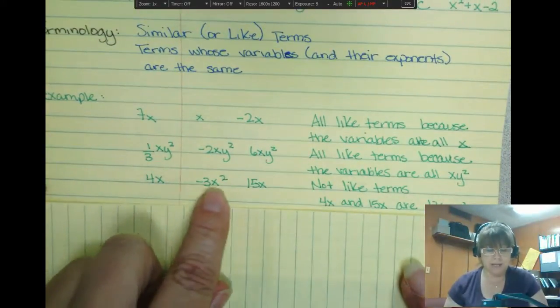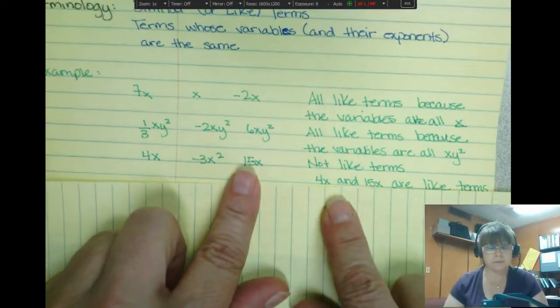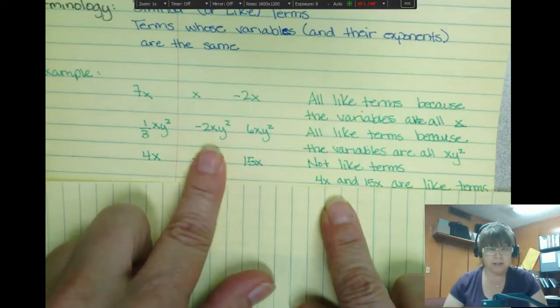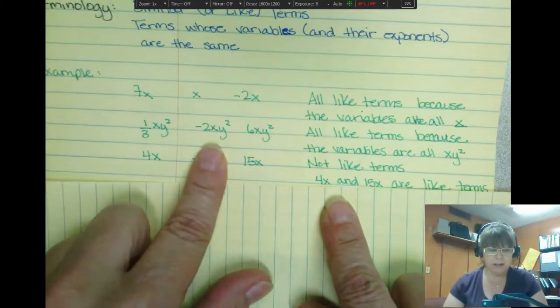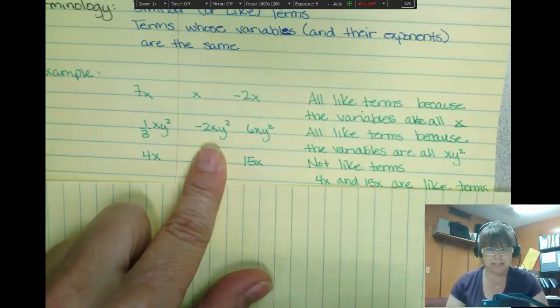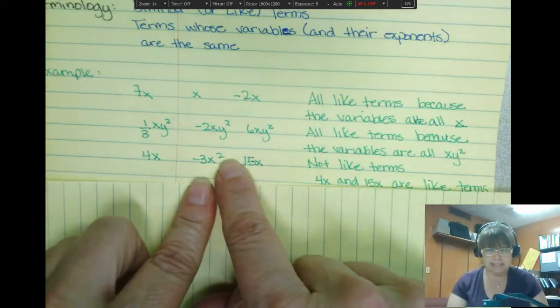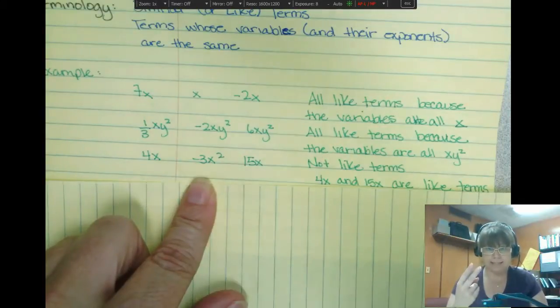4x, negative 3x squared, 15x. They are not like terms. Now, if I got rid of the middle term, the negative 3x squared, 4x and 15x are like terms because they each have x in common. But the x squared is not an x. It is x times x, right? There's two x's multiplied together for x squared.